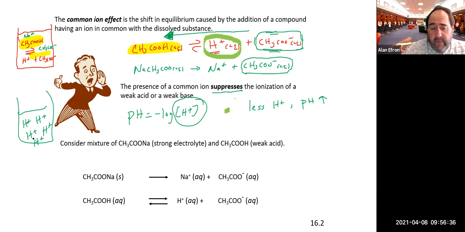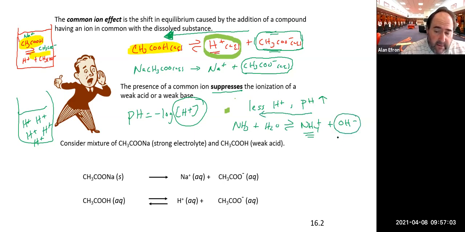The result with a weak base is kind of the same idea. In a weak base situation, something like this, perhaps, maybe you throw in some ammonium, ammonium nitrate or something, into this solution. It's going to force the equilibrium back this way. What does that do with the hydroxide concentration? Well, it lowers the hydroxide concentration.